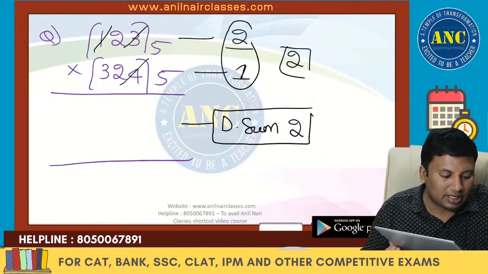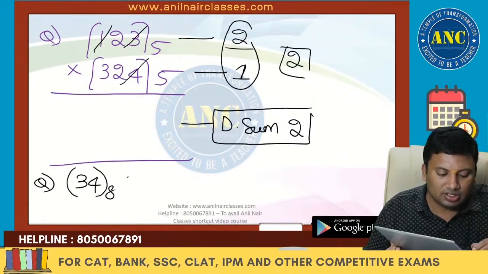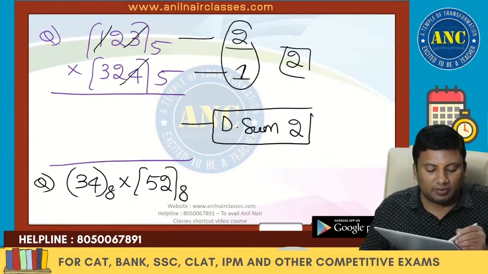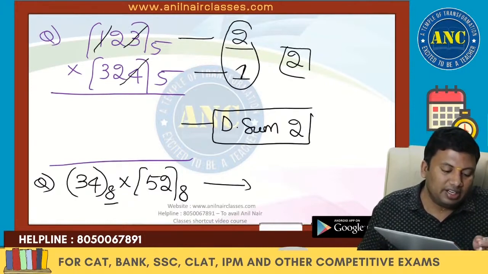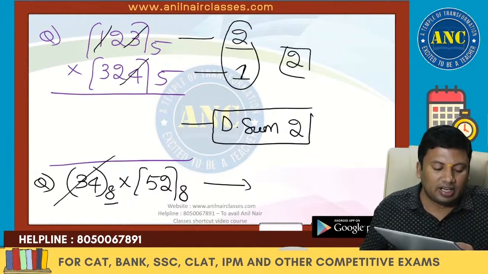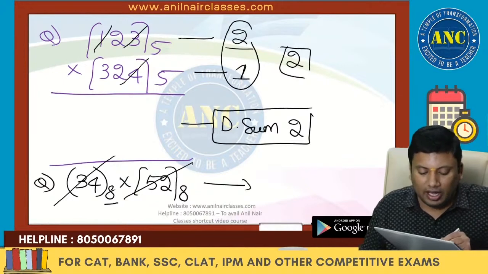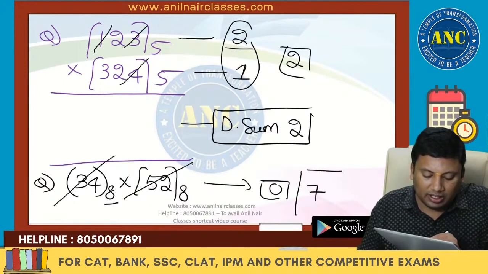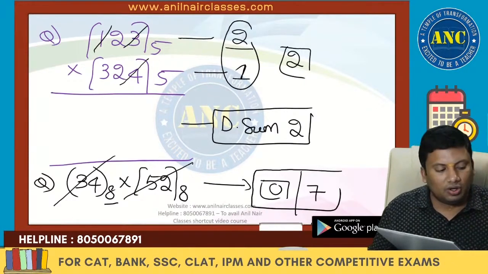For you, one more example, Dinesh. These are all easy questions. 3 4 in base system 8 into 5 2 in base system 8. See here, in base system 8, digital sum is divided by 7. This is perfectly divisible by 7. So answer is nothing but 0 or 7.